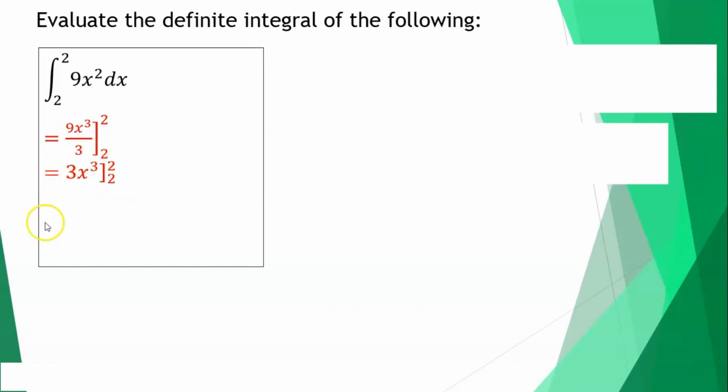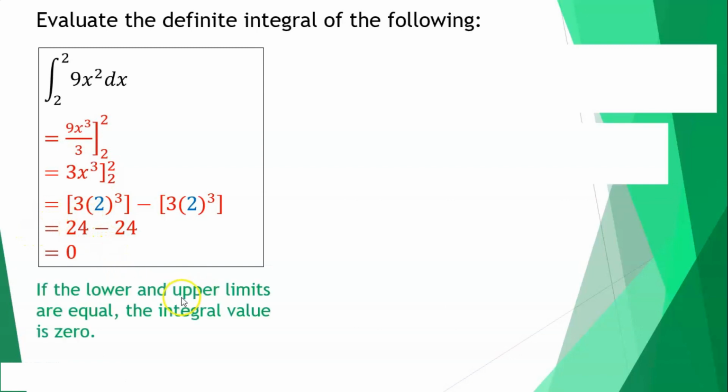At this point, let's substitute. We will replace x by 2. Then we will subtract. Take note, 2 cubed, that is 8 times 3. So that would become 24 minus 24. The result here is 0. Now take note of this. If the lower and the upper limits are equal, the integral value is 0. Okay, another example.